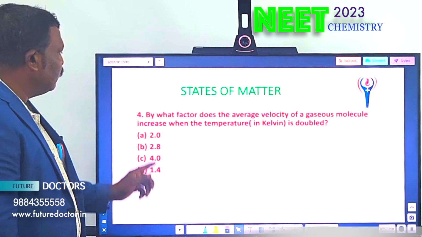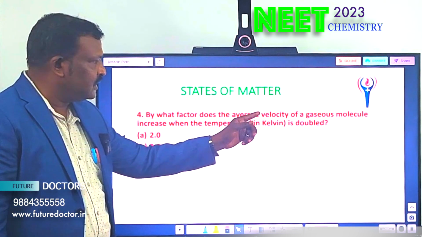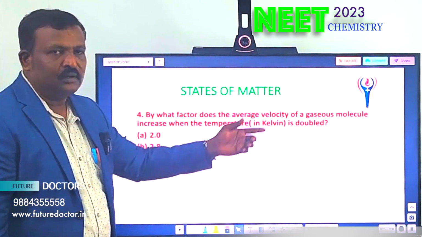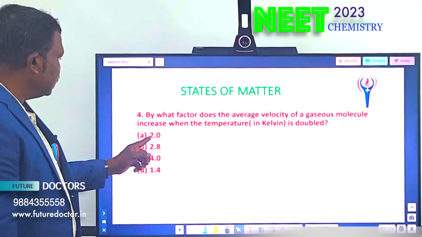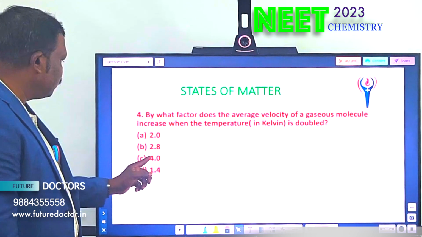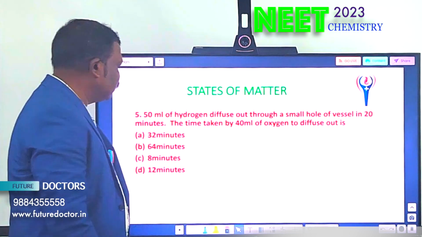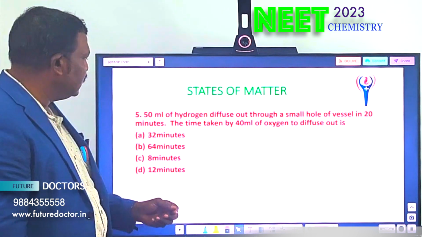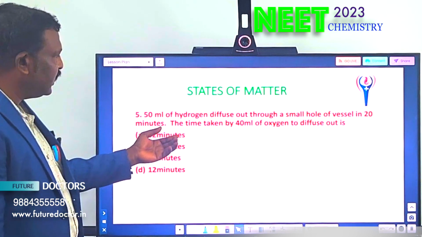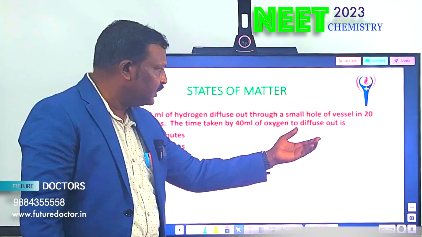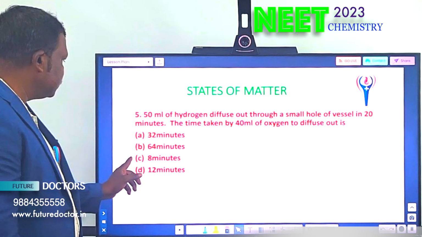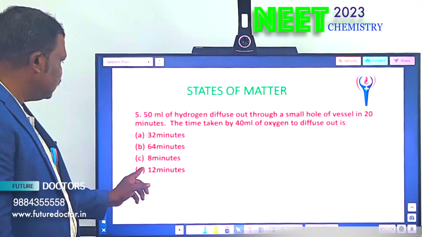Okay. Fourth one: by what factor does the average velocity of a gaseous molecule increase when the temperature is doubled? That's the question. Okay. Option A 2.0, option B 2.8, option C 4.0, option D 1.4. Next one. Fifth one: 50 ml of hydrogen diffuses out through a small hole of a vessel in 20 minutes. The time taken by 40 ml of oxygen to diffuse out is dash. Okay. Option A 32 minutes, option B 64 minutes, option C 8 minutes, option D 12 minutes.